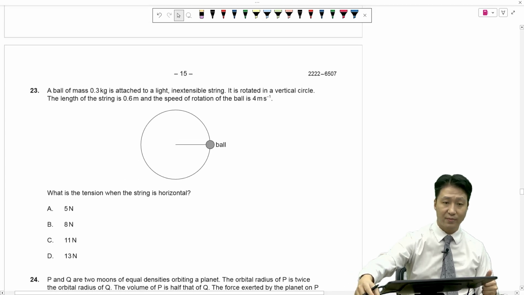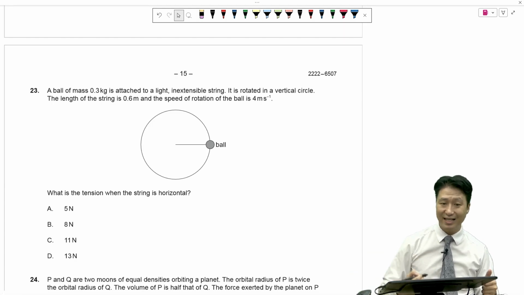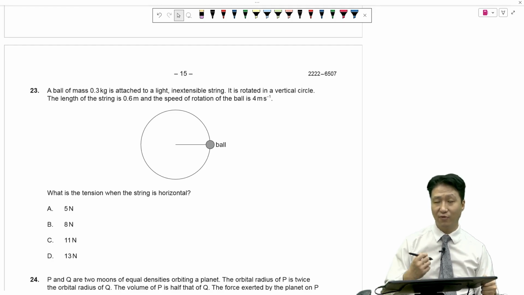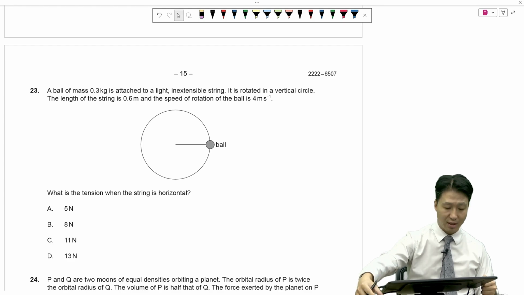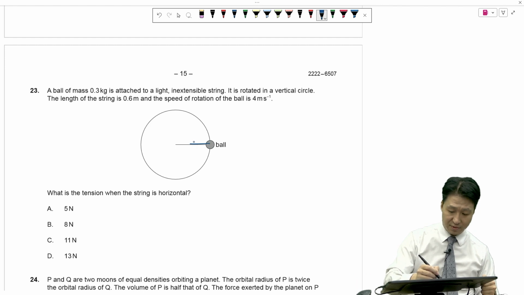In number 23, a ball of mass 0.3 kilograms is attached to a light, inextensible string. It is rotated in a vertical circle. The length of the string is 0.6 meters, and the speed of rotation of the ball is 4 meters per second. What is the tension when the string is horizontal? We have a tension to the left, and we have a weight, which is a force of gravity, downwards, mg.